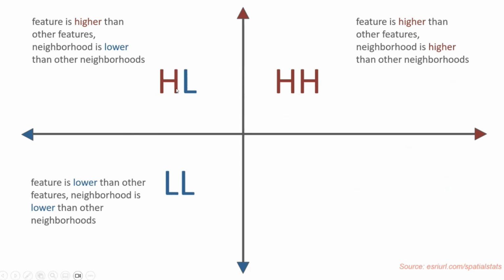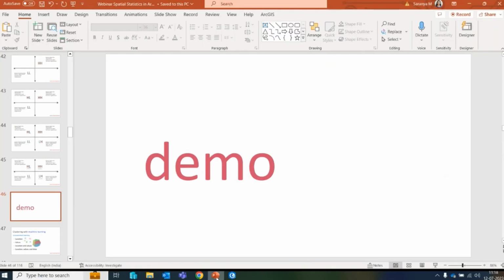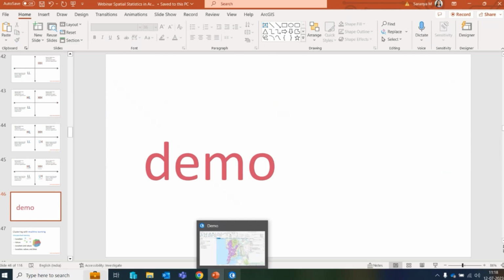So what is happening here is we have a high valued feature which is surrounded by a low value feature. Similarly, LH cluster is where your feature has a lower value and surrounded by higher values. So this will be your hot spot, this will be your cold spot. These two are our outliers. So why would you care about outliers? Like how can it help you?